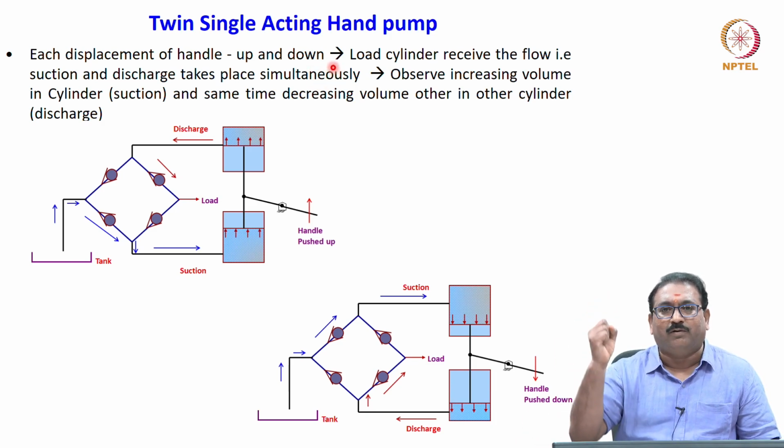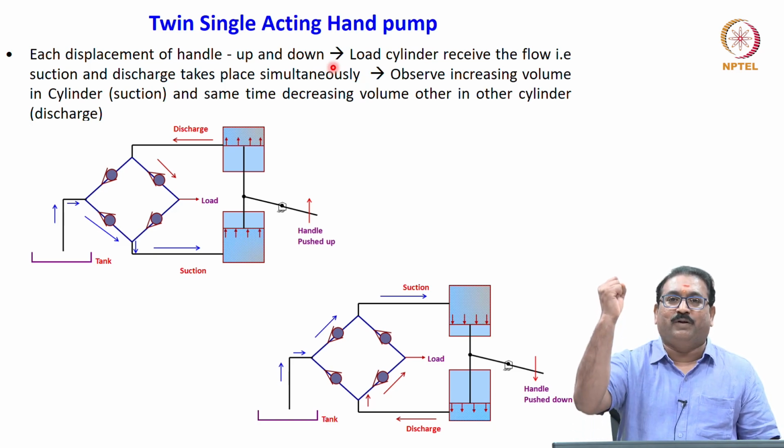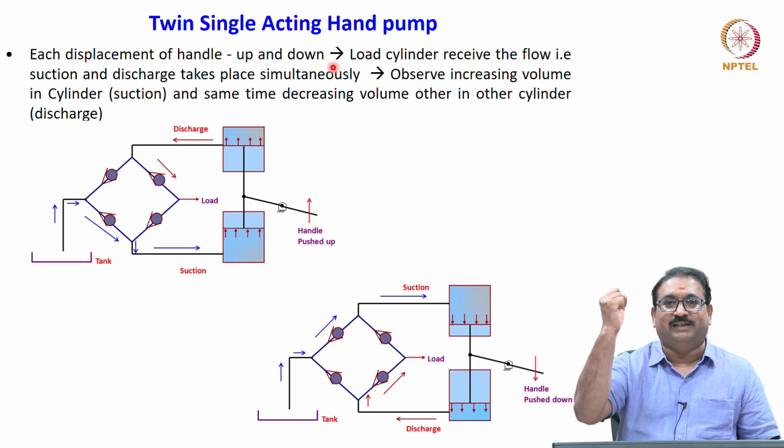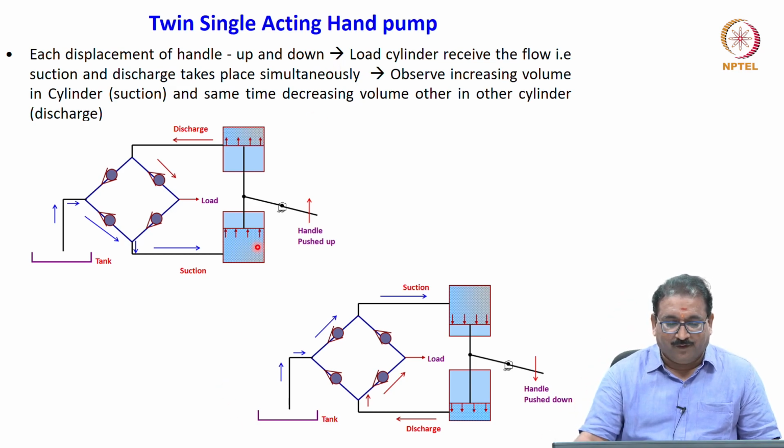When you move down, both suction as well as discharge take place. When you move up, again suction and discharge take place in the twin single acting hand pump. How it works, we will see now. You will see, friends, I have shown here, when the handle moves up, what happens? The volume decreases, meaning whatever fluid is there will go to the load.